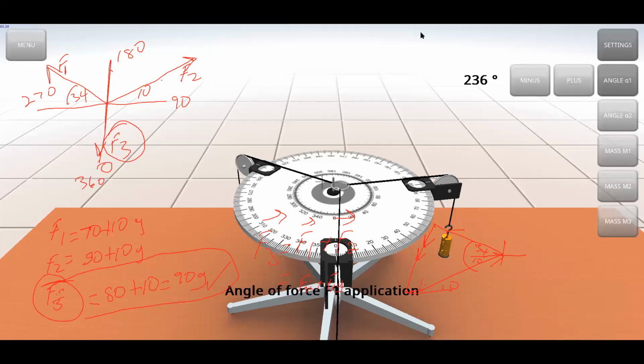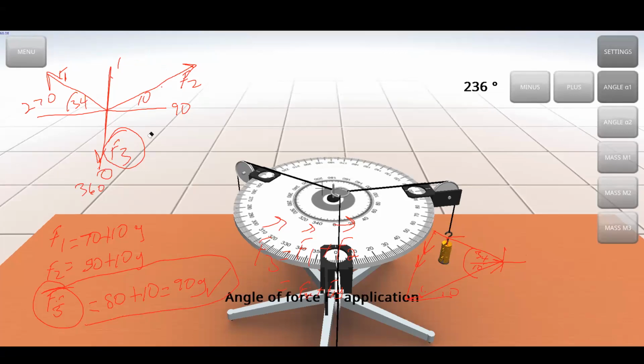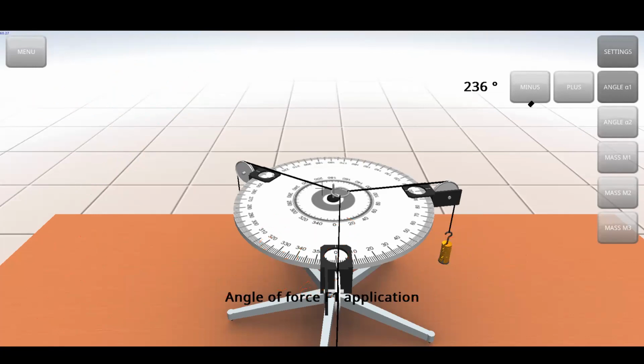So I need to erase what I have around here. Where is the clean screen now? I don't even see it. Clear all. Clear all, John. Yeah.